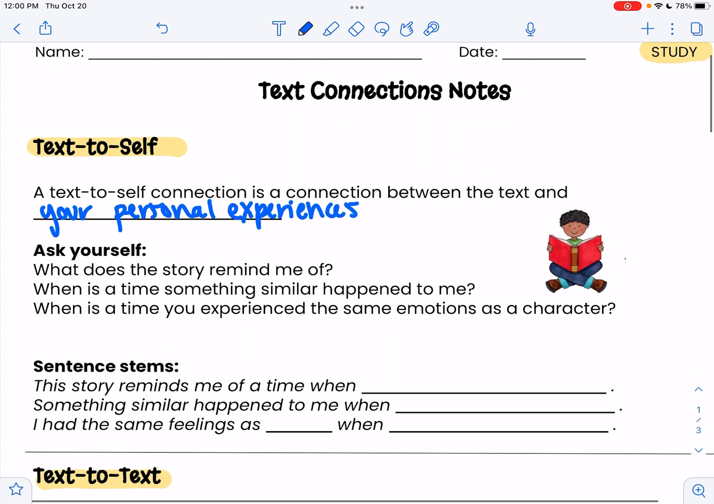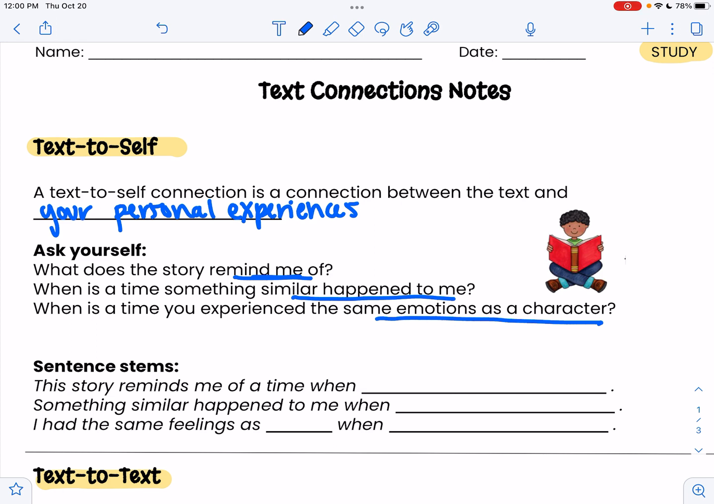So when you're making a text to self connection, you're asking yourself, what does this story remind me of? When is a time something similar happened to me? When is a time you experienced the same emotions as a character in the text that you're reading?